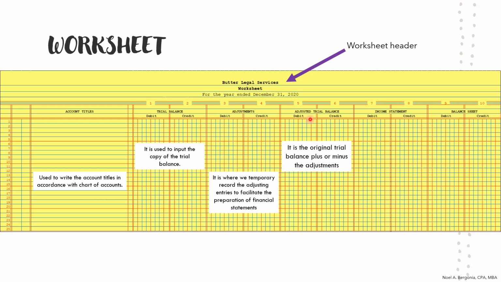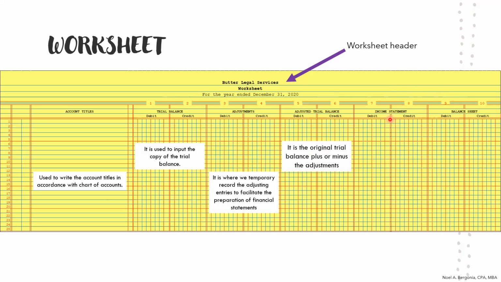And then after you prepare the adjusted trial balance, which is columns 5 and 6, now you will prepare columns 7 and 8, which is the income statement. So please don't reverse this, class. This is the format for the income statement, debit and credit for columns 7 and 8. Now, what we will do here is just copy and paste, no?